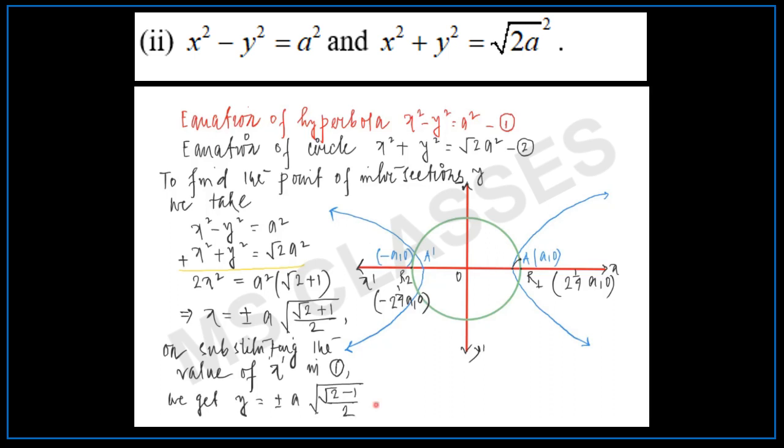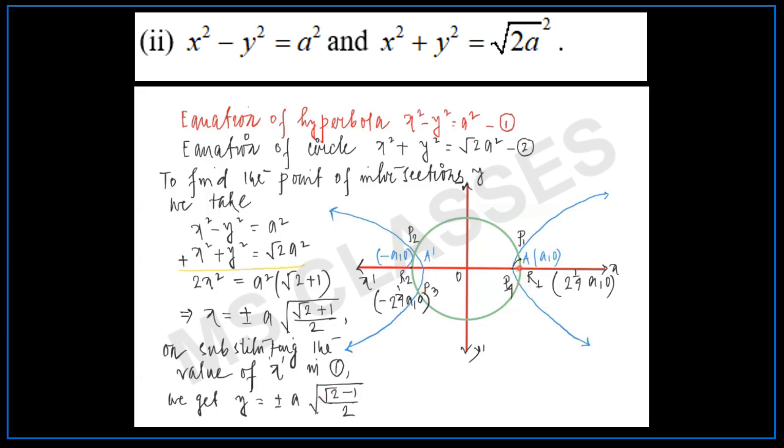So you got here the values of x as well as values of y, and we can understand the 4 points are possible. So we take here the 4 points as P1, which is the first quadrant. Second quadrant point we will take as P2, third quadrant point as P3, and fourth quadrant point as P4. And we can understand that P1 will be when both x and y positive, P2 when x negative, y positive, P3 when both negative, and P4 when x positive and y negative. So this is what we get.